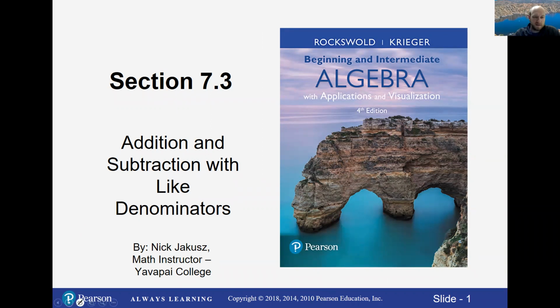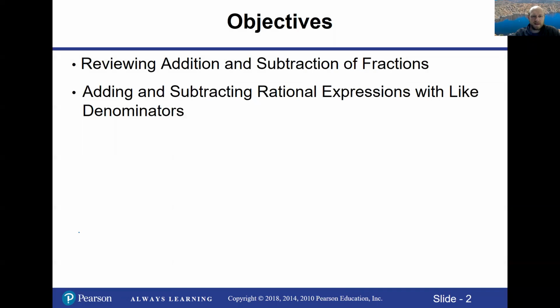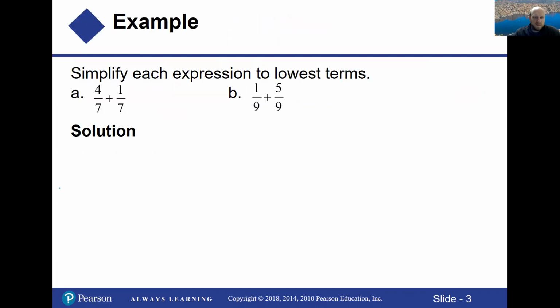But let's get started. Again, just a couple of objectives today. First, we're going to review what adding and subtracting fractions looks like. We're going to go over some examples that won't be on your homework, but will give us a background for adding and subtracting actual rational expressions with like denominators. So these first two problems, we're just going to add these fractions and simplify them to lowest terms. You won't see these on your homework, but they're good examples just to get us started before we have a rational expression with variables.